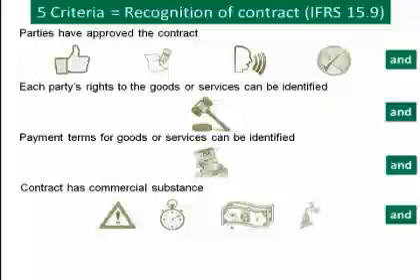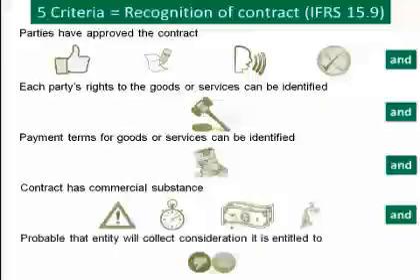When will the contract have commercial substance? When the risk, timing, or amount of the entity's future cash flows is expected to change as a result of the contract. And lastly, it is probable that the entity will collect the consideration to which it will be entitled in exchange for the goods or services that will be transferred to the customer. In evaluating whether the collectibility of an amount of consideration is probable, an entity shall consider only the customer's ability and intention to pay that amount of consideration when it is due.